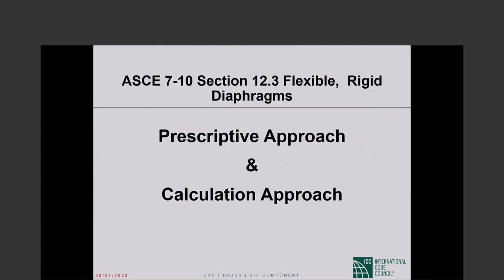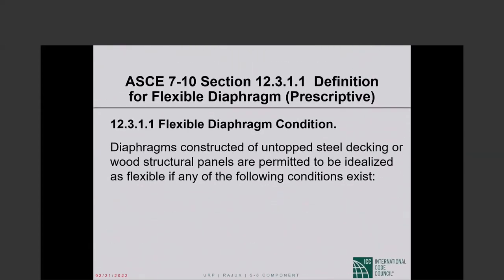Okay, so next question is, when can we consider our diaphragm to be rigid? When can we consider it to be flexible for purposes of analysis? There is a prescriptive approach to answering that question. There is a calculation approach, both of which we will discuss. Okay. So when can a diaphragm be taken as prescriptively flexible? When can you assume a diaphragm to be flexible without any calculations?